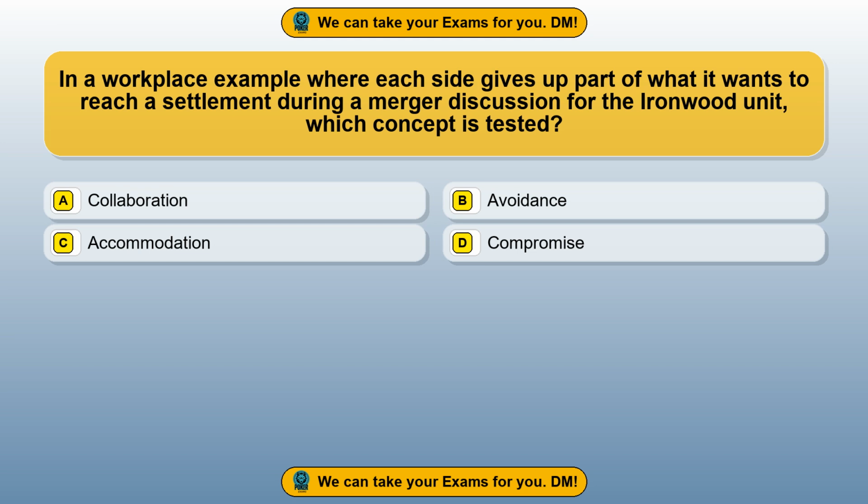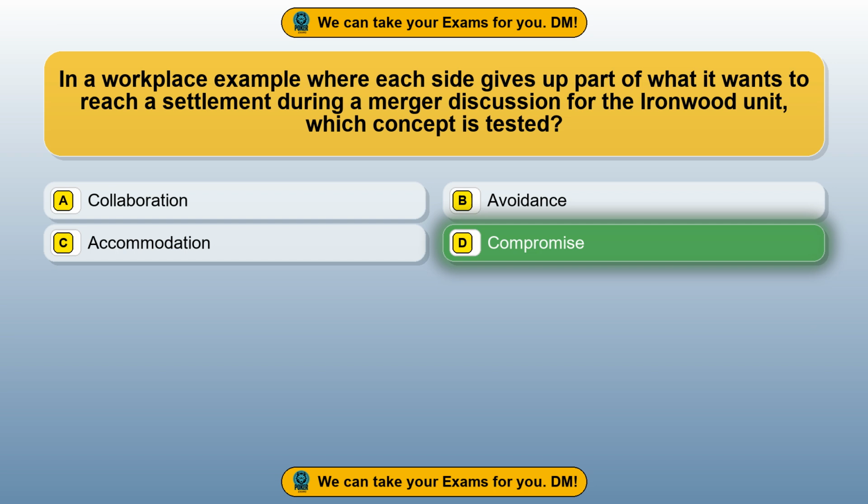a settlement during a merger discussion for the Ironwood unit, which concept is tested? Option A, collaboration. Option B, avoidance. Option C, accommodation. Option D, compromise. The correct answer is option D, compromise.